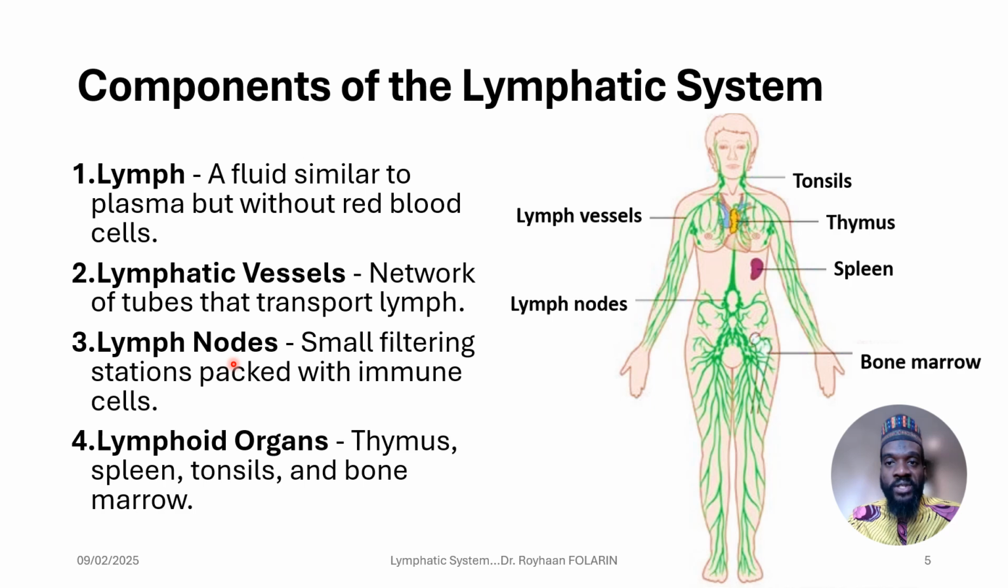So we also have the lymph nodes, which act as filtration hubs, while specialized organs like the thymus, the spleen, amongst others, perform major immune functions. Okay, so you have the nodes acting as filtering stations, filtering hubs that are packed with immune cells, and then you have lymphoid organs which serve as the source of the lymphoid cells, where they get matured and also get activated for respective immune responses.